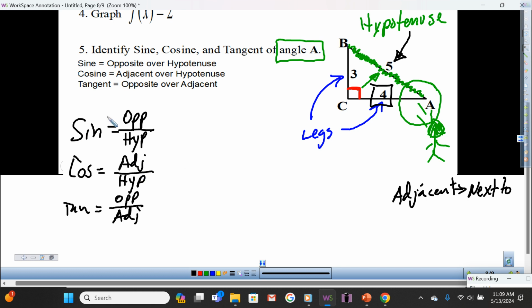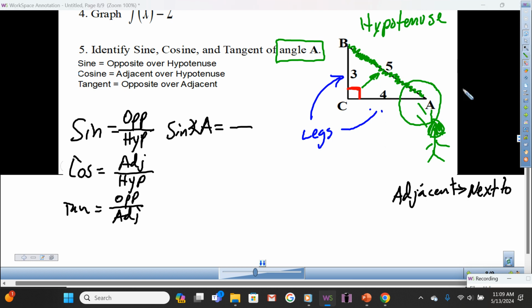So with that said, I'm going to use these 3 formulas from the point of view of this person. So I'm going to write sine angle A. Write that down, please. Sine angle A. So here we go. I'm going to start all over. Look up. So these are the legs. All right. Question. Here's a person at angle A. Which one of these 3 is opposite to that person? Opposite to that person. Tell your neighbor. Which one of those is opposite?